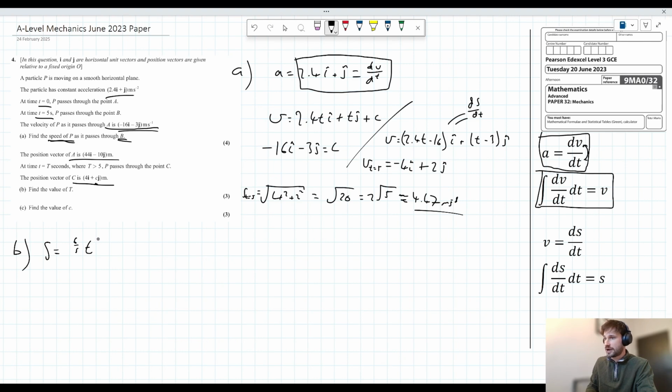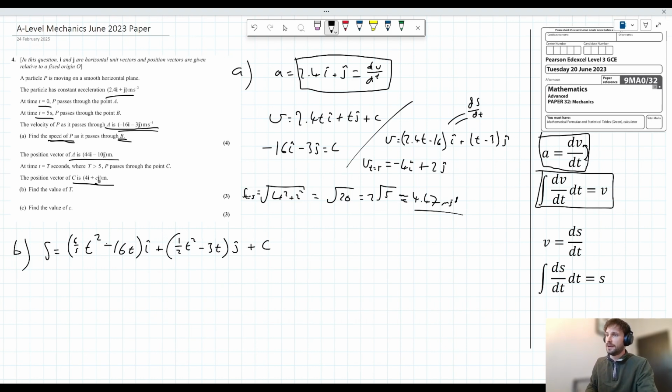So we can say that s is equal to 6/5 t squared. I've just added 1 to the power there and divided by the new power, minus 16t i plus a half t squared minus 3t times j, plus our constant of integration here.